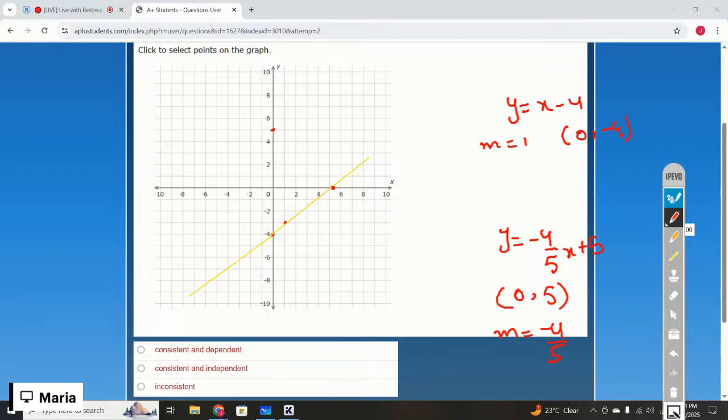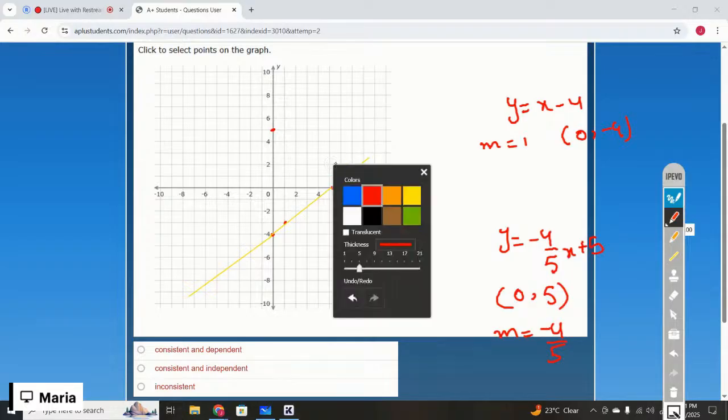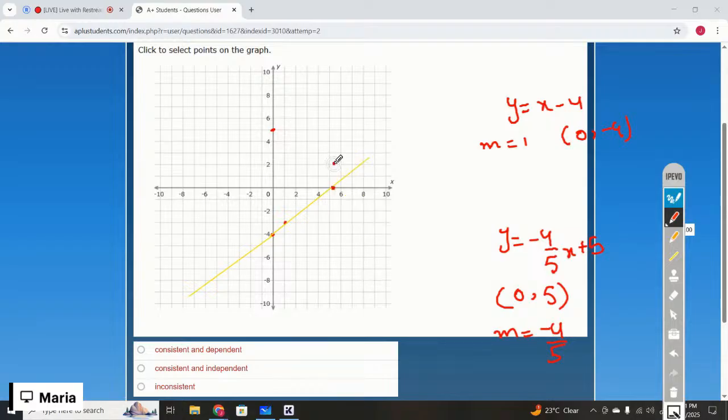Negative 4 over 5. You need to move down 4 points, 1, 2, 3, 4, and right 5 points. So here is the other point. Down 4 points and right 5 points. Now I'm going to make a line that connects these 2 points.